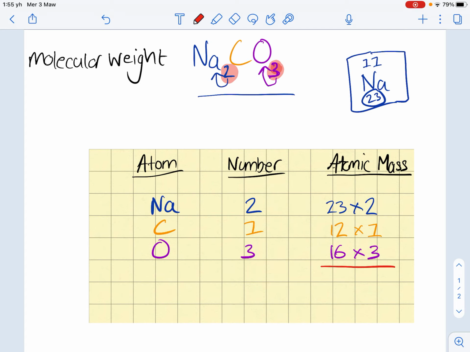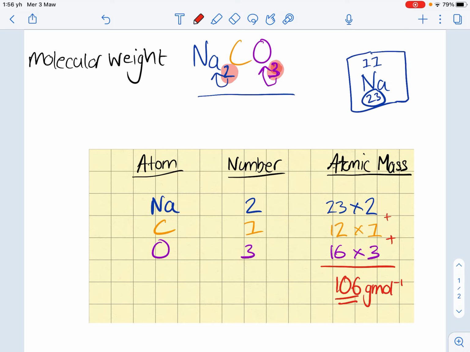So we then have to add everything up. Okay, so we have to do 23 times 2 plus our 12 times 1, and then finally plus our 16 times 3. So when you do all of that, you will get a final answer of 106 grams per mole. So this is our molecular weight that we need to use.